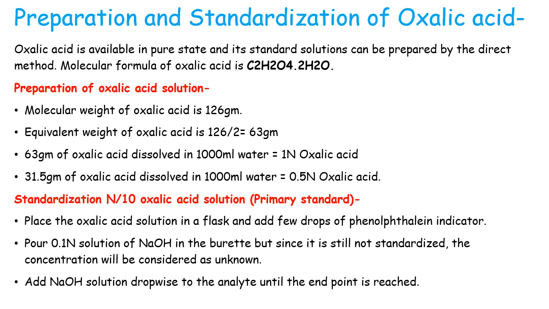Primary standard solution. For standardizing N by 10 oxalic acid solution, first of all, place the oxalic acid solution in a flask and add few drops of phenolphthalein indicator. Then pour 0.1 normal solution of sodium hydroxide in the burette, but since it is still not standardized, the concentration will be considered as unknown. Then add sodium hydroxide solution dropwise to analyte until the endpoint is reached.